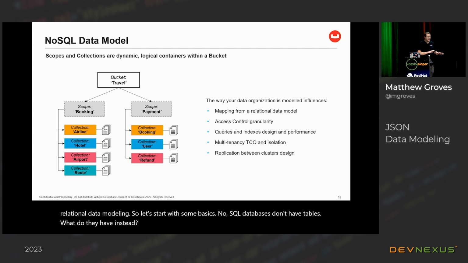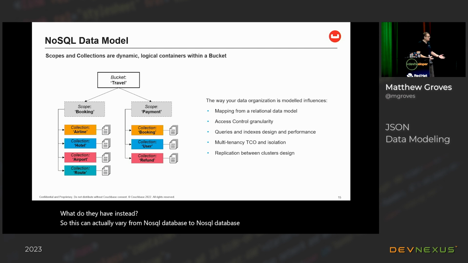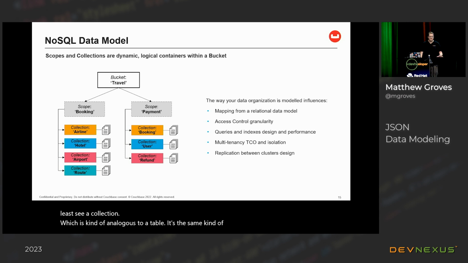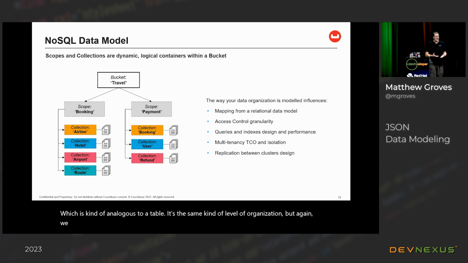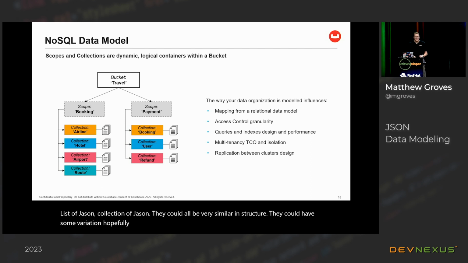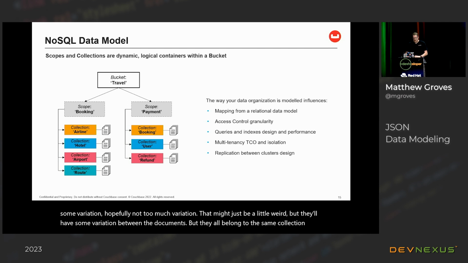This can actually vary from NoSQL database to NoSQL database, but oftentimes you'll at least see a collection, which is kind of analogous to a table. It's the same kind of level of organization. But again, we don't have to define what a collection contains. It's just a collection of JSON objects. They could all be very similar in structure. They could have some variation, hopefully not too much variation, that might just be a little weird, but they all belong to the same collection. So that's a collection.